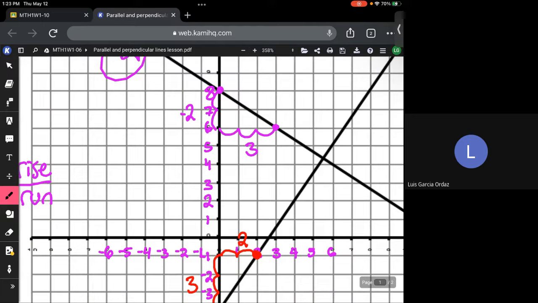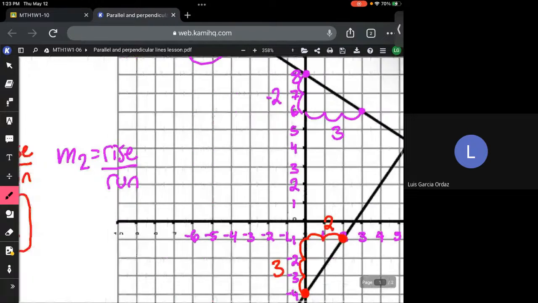So remember, Sean, when it's going down, it's a negative slope. I was thinking like the actual rise. Oh, about the line. So the slope of line number 2 is negative 2 over 3.